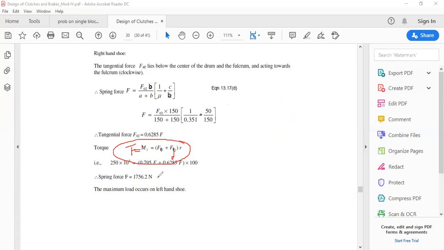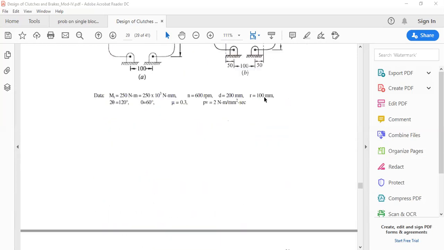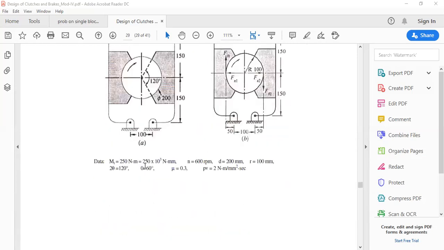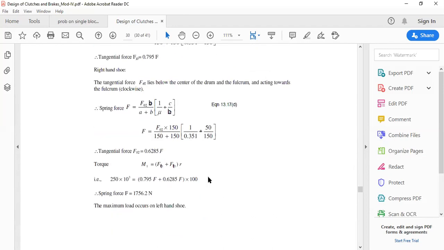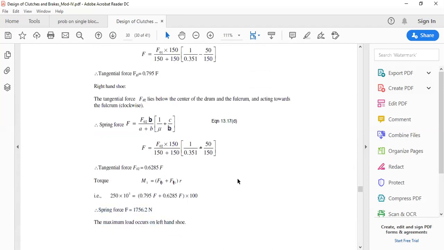So by using this relation, you have to get the value of F, since the value of T is given. Ft1 and Ft2 are in terms of F, and R is also known, that is 100 mm. Substitute in this expression, so that you will be getting the value of spring force F. So this is related to the double block shoe brake. So this completes the single block brake. In the next session, we'll start the simple band brake. Thank you.